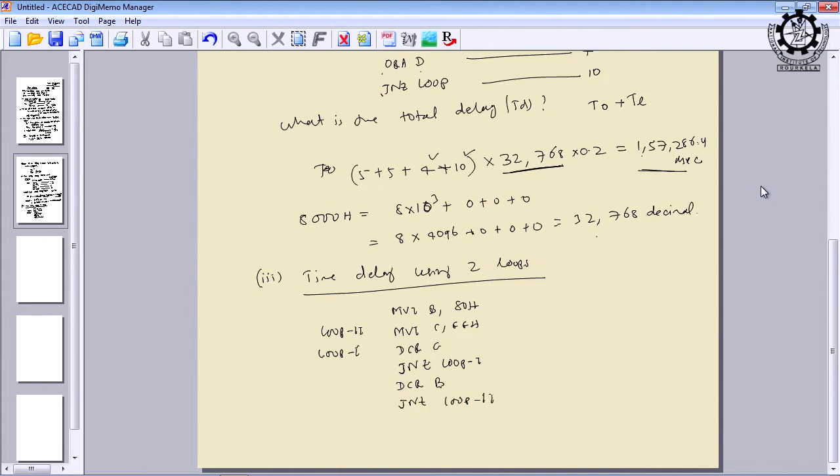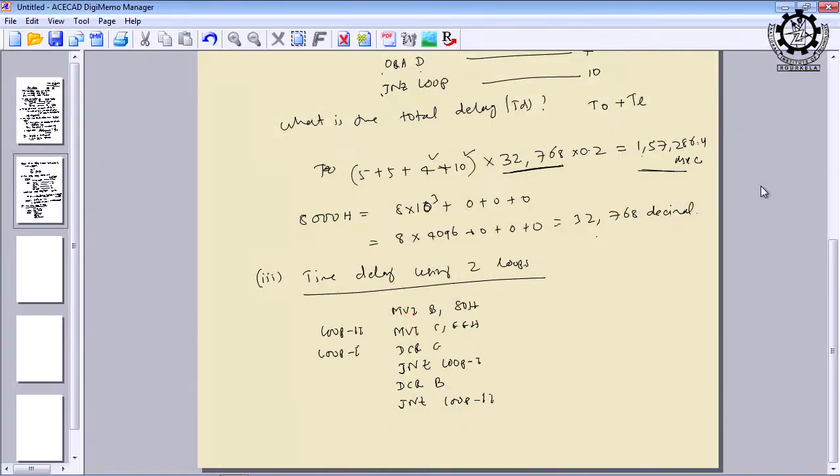So, the third type of generating a loop or delay: here you can see there are two loops. Unless the inner loop is completed, we cannot execute the outer loop. So, MVI B is the counter for the inner loop, and MVI C is the counter for the outer loop. This is an exercise I am giving: find out the total time to execute this program.